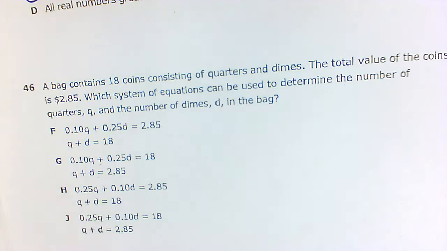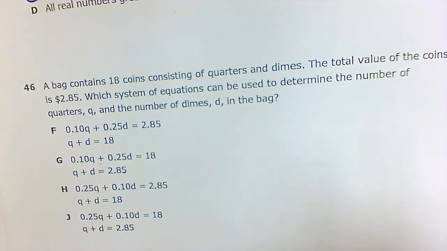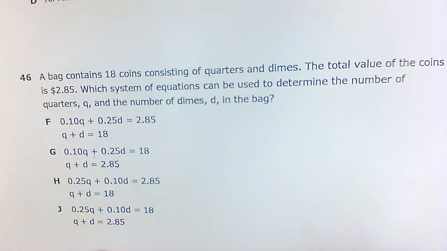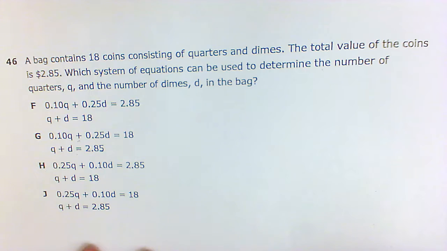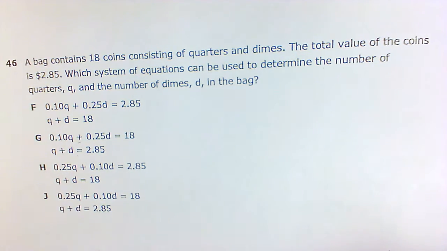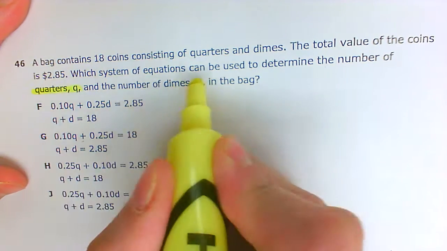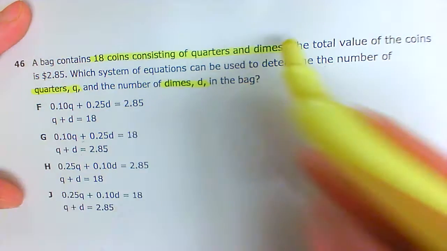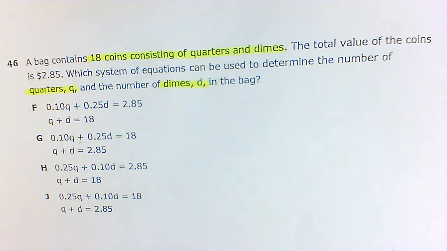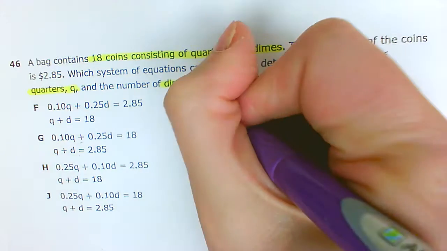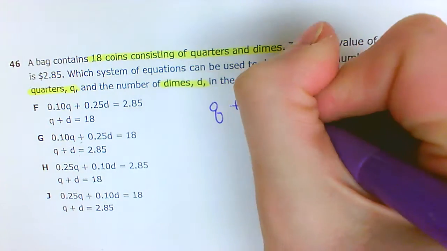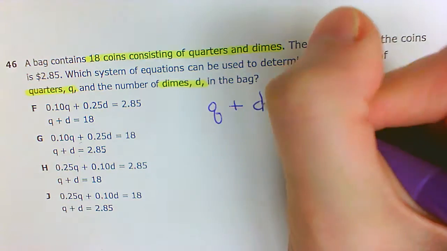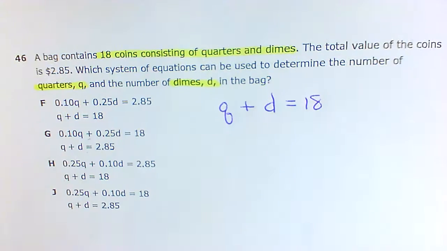Number 46. A bag contains 18 coins consisting of quarters and dimes. The total value of the coins is $2.85. Which system of equations can be used to determine the number of quarters Q and the number of dimes D in the bag? So I know what my variables are representing. Now, going back to this problem, they said there's 18 coins consisting of quarters and dimes. So if Q is my number of quarters and D is my number of dimes, when I add them up all together, there should be 18 of them.